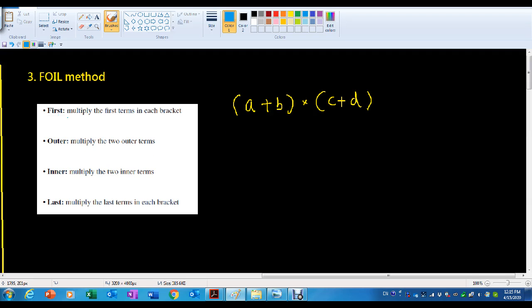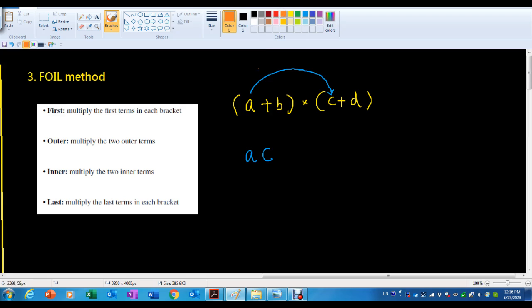F refers to first. First, multiply the first term in each bracket. That means it goes from the first term of the first bracket to the first term of the second bracket. So let me write the answer as A times C over here. The second one is outer: multiply the 2 outer terms. Outer means the first term of the first bracket and the second term of the second bracket, in the sense of the shape of the 2 brackets.